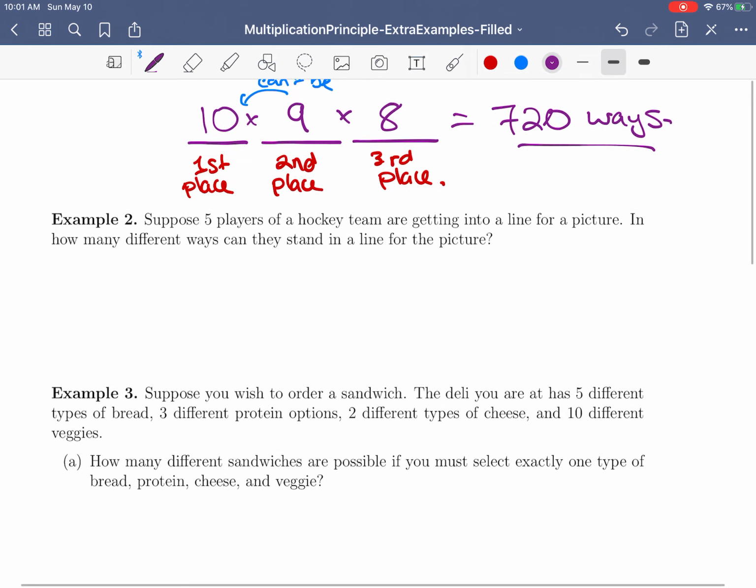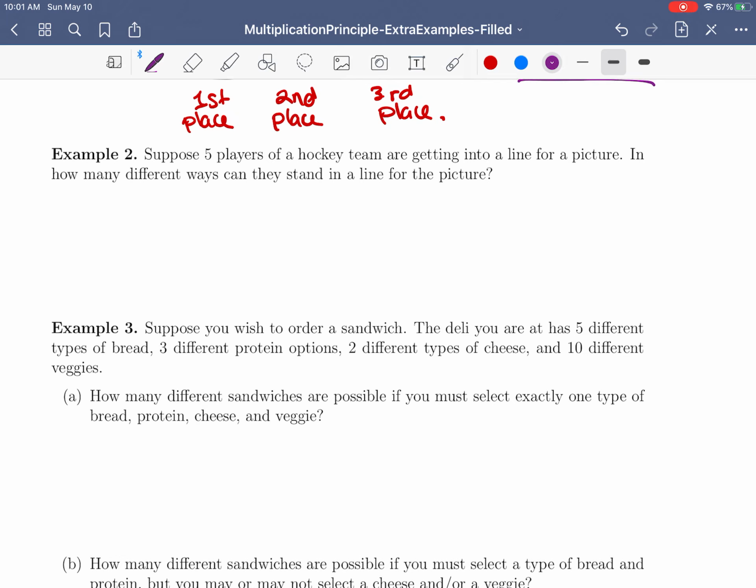Okay, let's try another one. Suppose 5 players of a hockey team are getting into a line for a picture. In how many different ways can they stand in this line? So each different arrangement of them is a different picture. Okay, but we're arranging all 5 of them. So we're going to have 5 spots, 1 for each player.